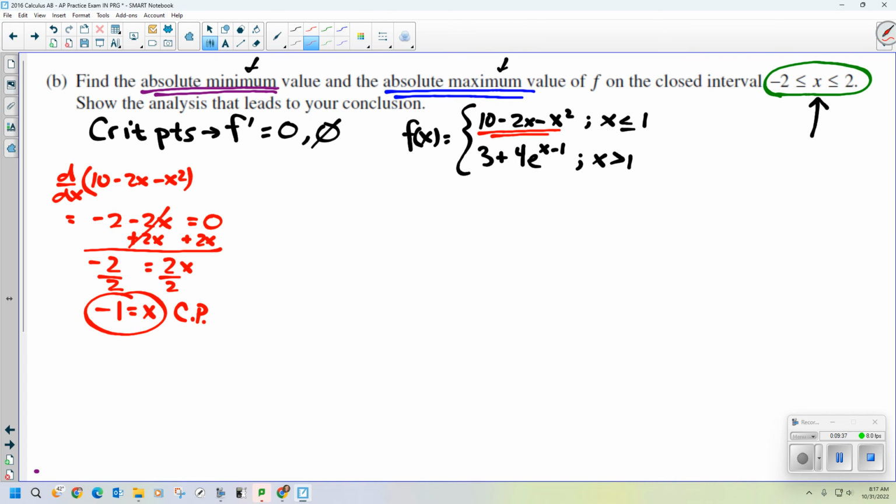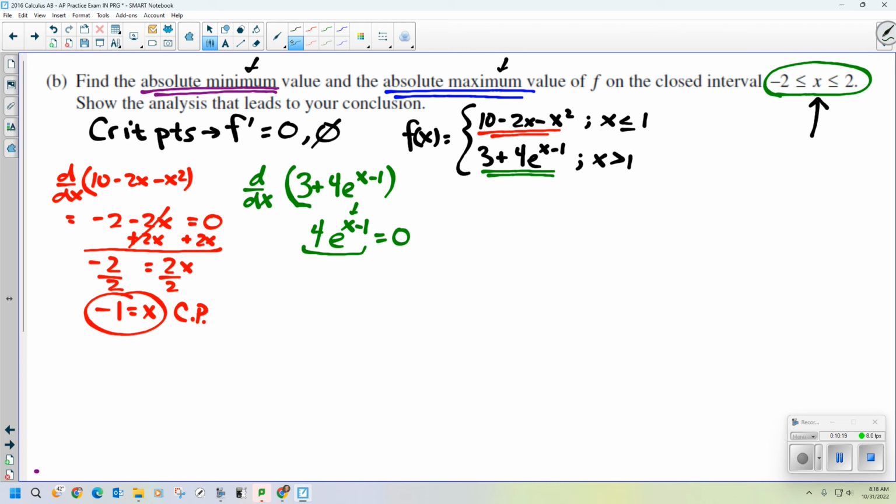Now, let's do the derivative of this one from the right side. The derivative of 3 plus 4e to the x minus 1. The derivative of any constant is 0. The derivative of e to the x minus 1 is e to the x minus 1. Where does this equal 0 or undefined? If you know your rules of exponents, first of all, this can never be undefined. Never. But can it equal 0? No. This will never be 0.